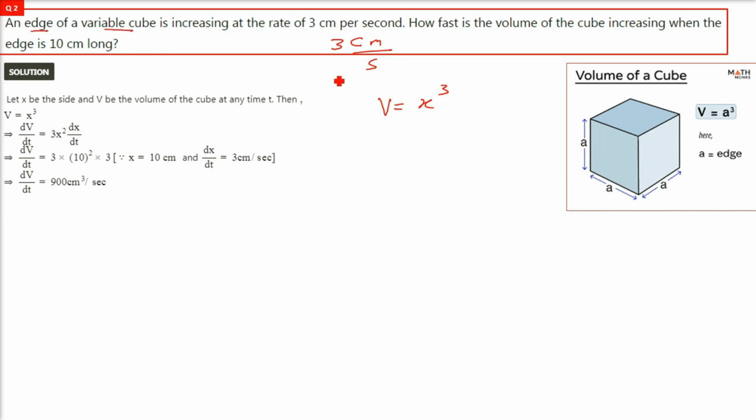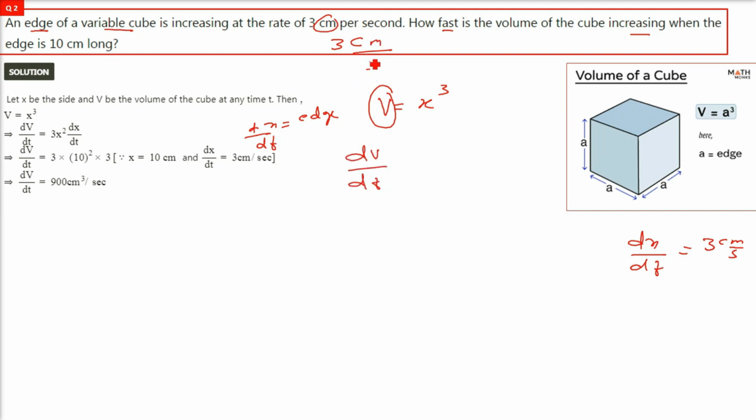Now edge of the variable cube is increasing, so if you take x as the edge, dx by dt is given in the question, which is 3 cm per second. This is already given. So you can write it separately somewhere. How fast is the volume of the cube increasing? So volume increasing or decreasing means we have to find out dV by dt. But on the right we have only x. So we have to differentiate x cubed, which is 3x square, and differentiation of x also we have to do, dx by dt, because we are differentiating with respect to t, not x. So what is the dx by dt? Already given in the question, 3 cm per second.